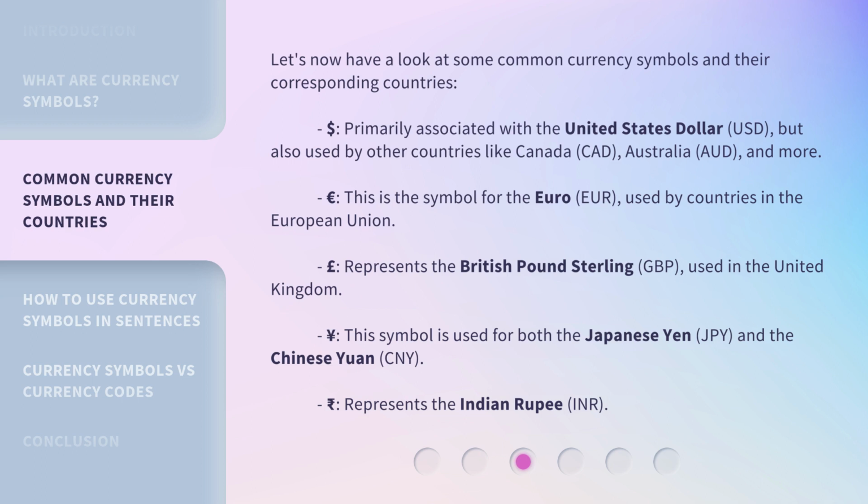Pound. Represents the British pound sterling, GBP, used in the United Kingdom. This symbol is used for both the Japanese yen, JPY, and the Chinese yuan, CNY. Rupee. Represents the Indian rupee, INR.